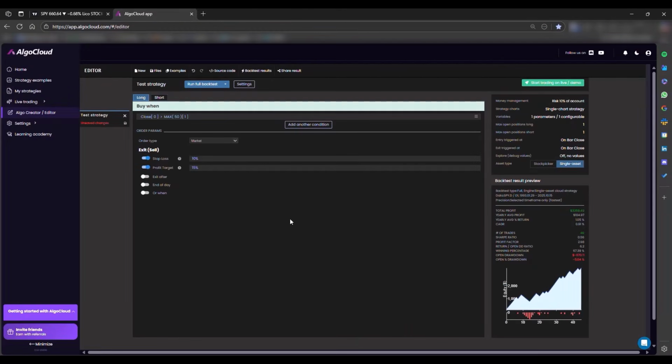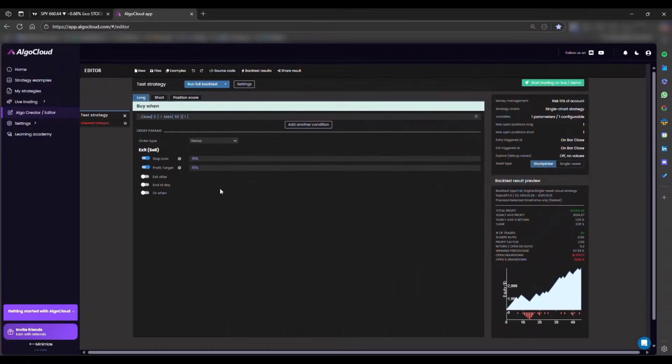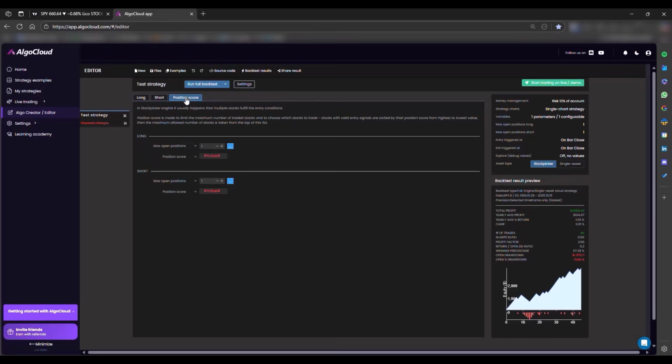After the test, you can see that the strategy somehow works. The results show approximately 5% of drawdown and a total of 46 trades, and overall the strategy can be considered functional. The next step is to expand the strategy from one market to multiple stocks in this S&P 500 index. To do this, we have to switch the strategy type to stock picker. In the position score settings, we specify that we want to have a maximum of 10 positions open at the same time and that we will not use any short positions.